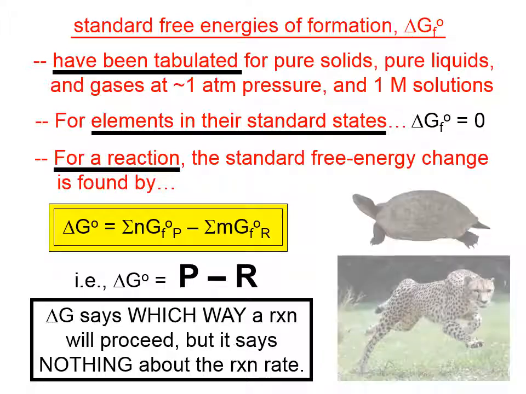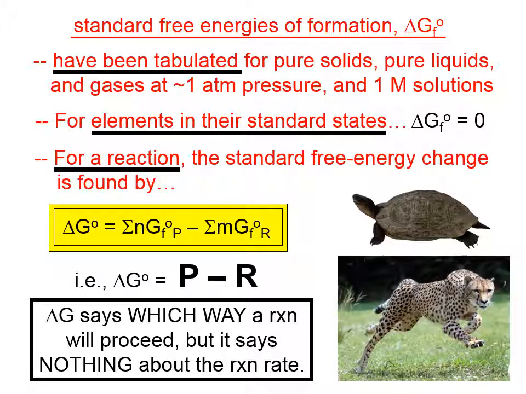Remember that delta G says which way a reaction will proceed, but it says nothing about the reaction rate. When we calculate a delta G, if it comes out negative, we can say, yep, it's thermodynamically favorable left to right, but we have no idea as to how long it might take. It might move like a cheetah, it might move like a tortoise.